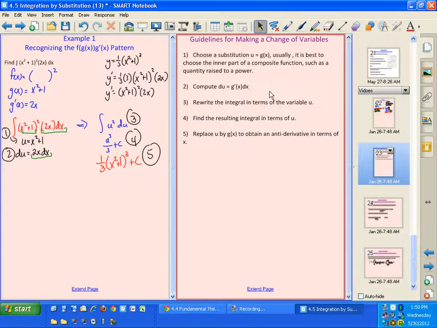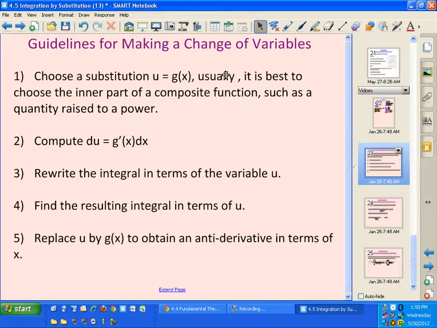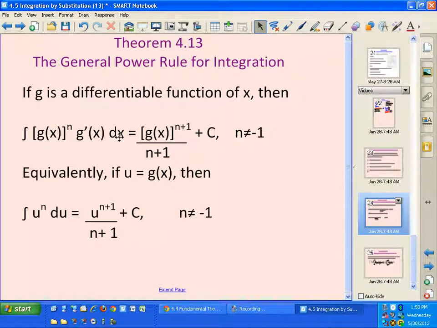Our next thing after our guidelines is basically the general power rule. The general power rule is saying all the things that we've done before, so there's really nothing new. You can go ahead and pause it and copy it down if you like.